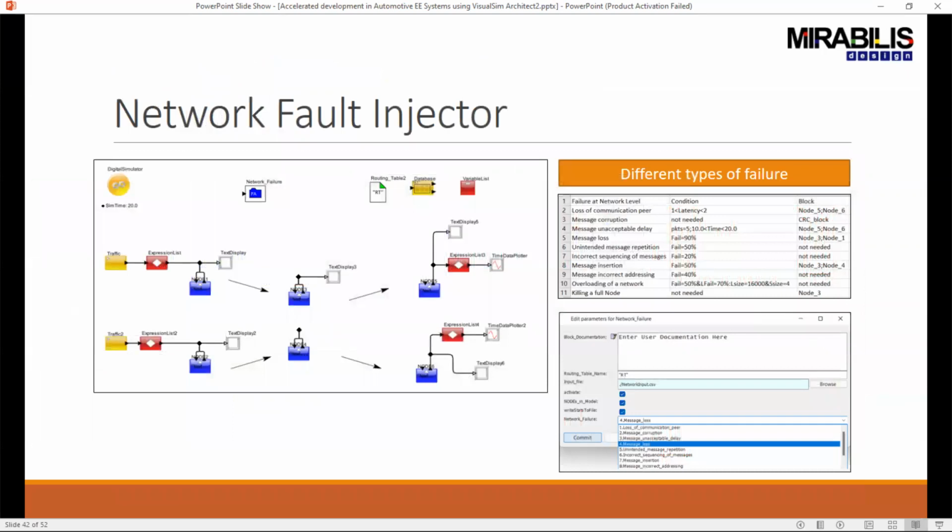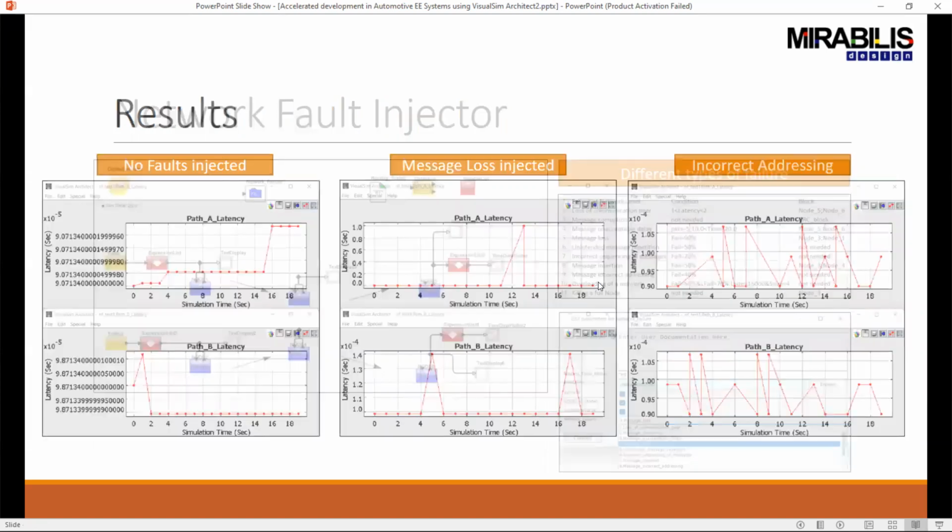And over here we have the network fault injector. We have a table where the user can select various network failures that they want to inject into the model. Some of them include loss of communication via message corruption, unacceptable delay insertion, message loss, message insertion, and so on and so on. So injecting a failure is very easy. They just have to add the network failure module into the model and then select and activate the corresponding failure that you want to inject.